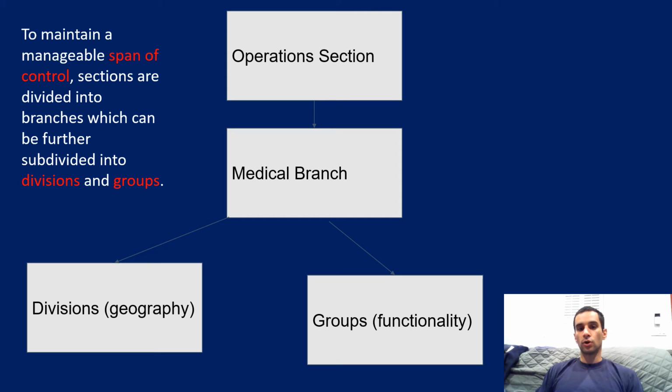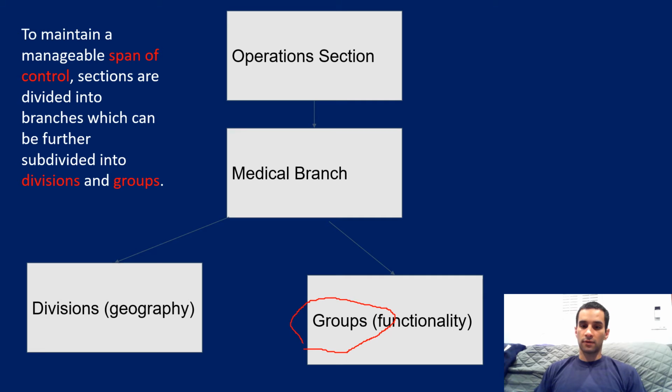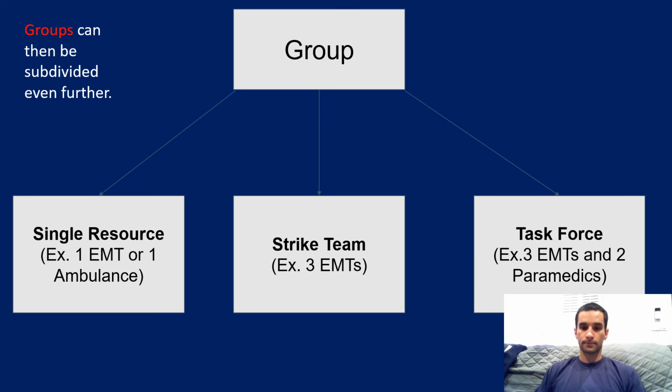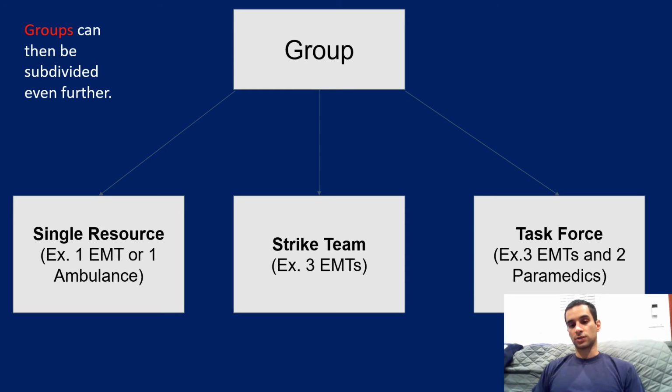In the operations section, most of you are going to be involved in the medical branch, sometimes called the EMS branch. There is a branch director who leads this, and there's a section chief who leads the section. In a small incident, they might be one and the same, but in a larger incident, it'll probably be 2 different people. And then you can divide the branch further into divisions based on geography or groups based on functionality. I think my video might be covering this a little bit, but all it says is groups, okay? And groups are based on functionality.